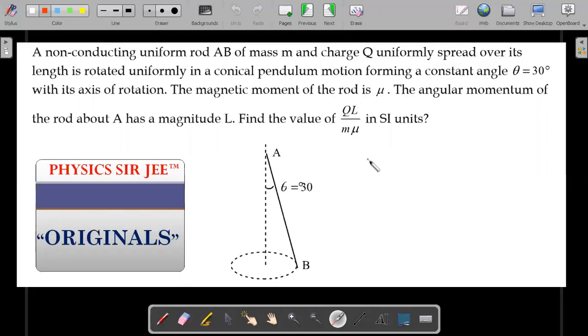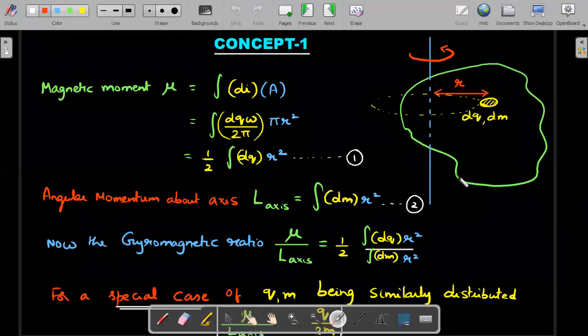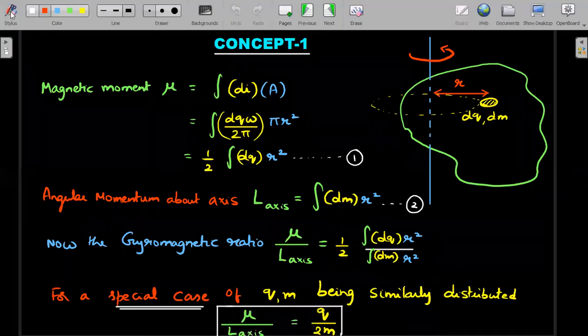Here we go with the concepts that are required to ace the problem. The first concept that you need to understand is the gyromagnetic ratio, which eases out your calculations not just in this chapter but also in modern physics when we apply it for Bohr's model later on. The magnetic moment mu is calculated for any rotating charge as it constitutes a current. Whenever there is any current carrying loop, its magnetic moment is defined as current into the area enclosed by the loop.